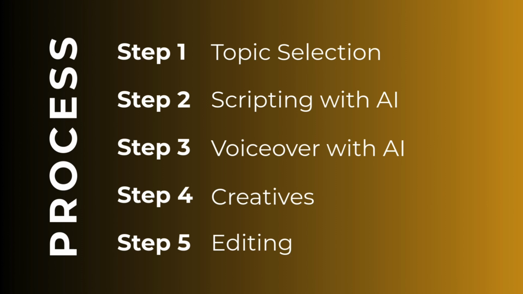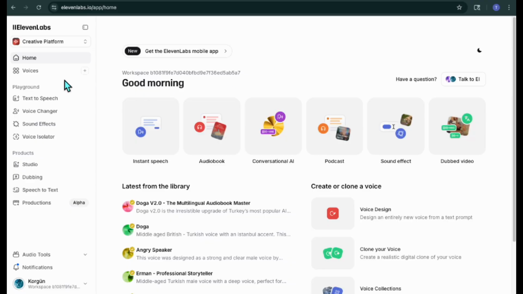For this tutorial, I'll demonstrate creating the first 2 scenes. As a first step, we'll generate the voiceover. This is a crucial part of the production process because the voiceover brings emotion and clarity to the script. To generate the voiceover, I'll use the ElevenLabs app.